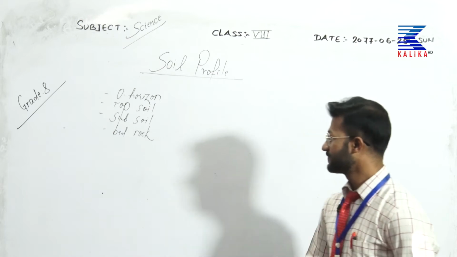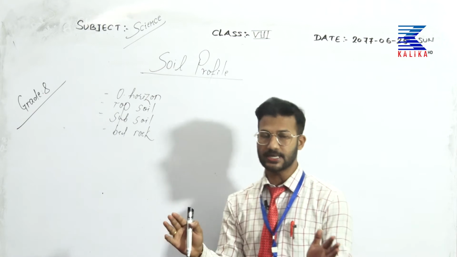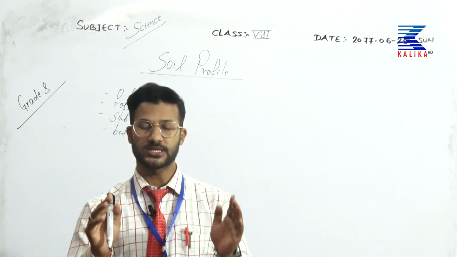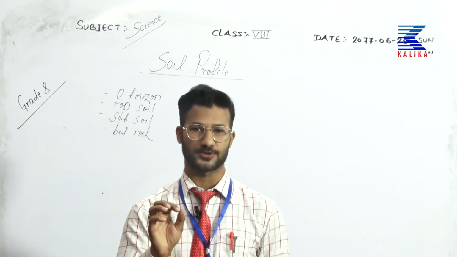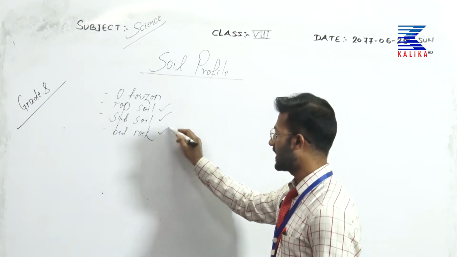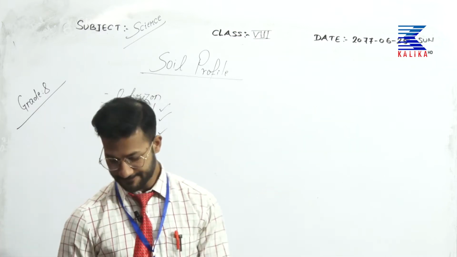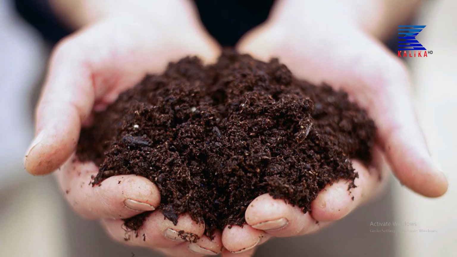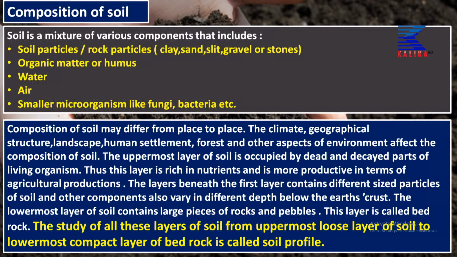Layers of soil. The very first layer is the O horizon, but mainly in class 8 we will talk about three major layers of soil. The first one is topsoil, the second one is subsoil, and the third one is bedrock. See the screen once please. In the screen you can see, let me just show you there. This is where we were before.